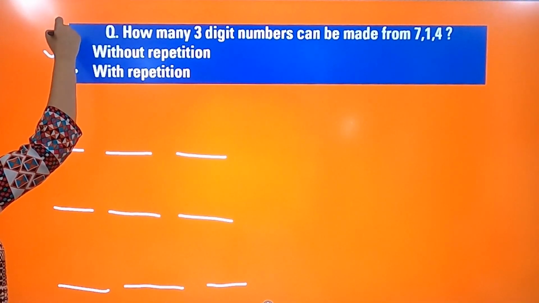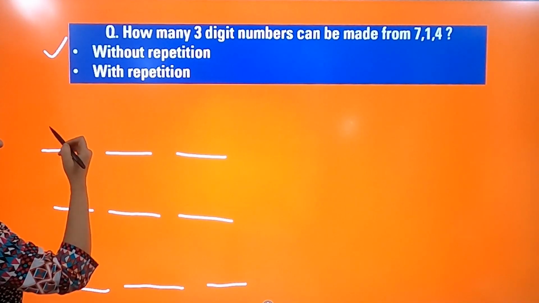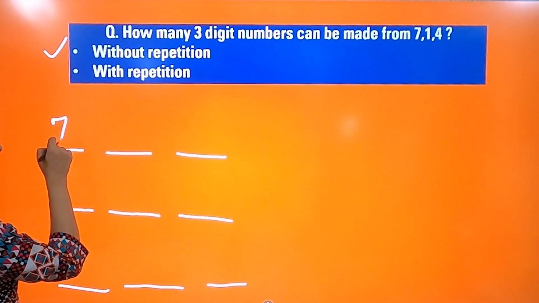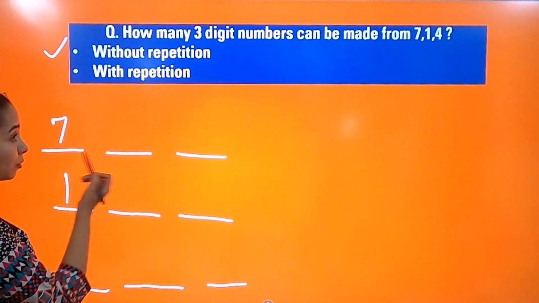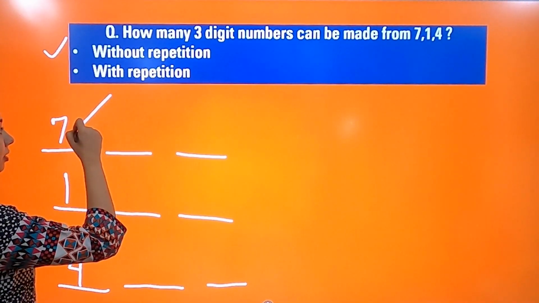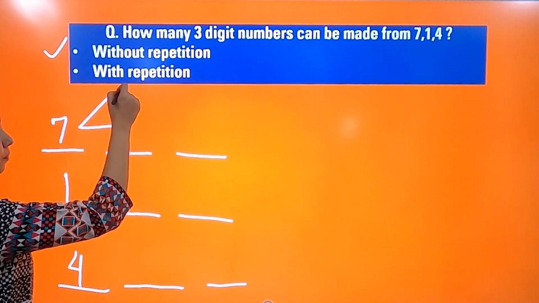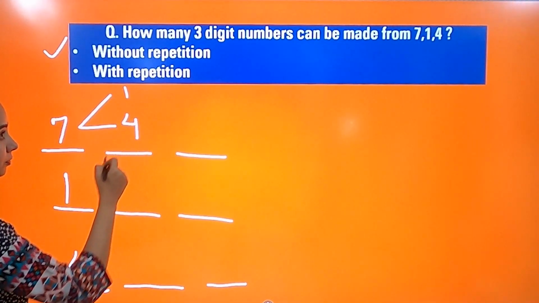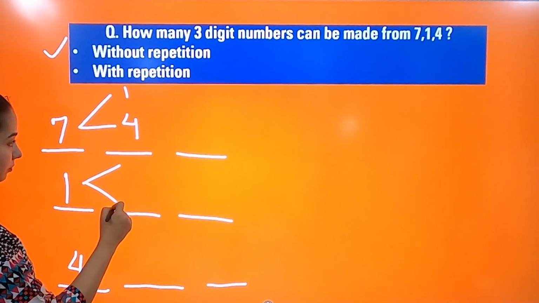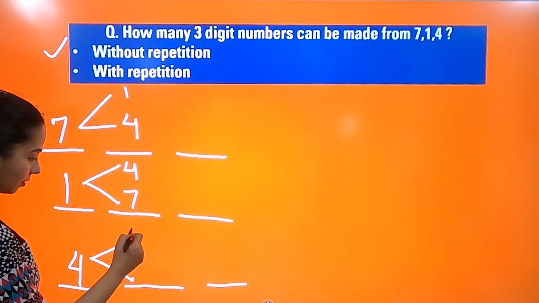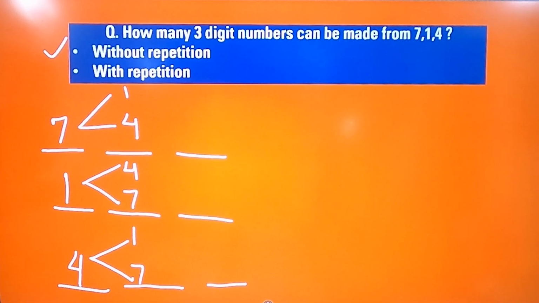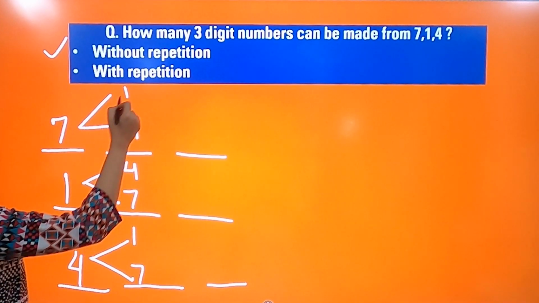So first we will do without repetition. For the first place, as you know, I have these options 7, 1 and 4. With 7, without repetition, I have just 2 options, 1 and 4, 4 and 7, 1 and 7. Right?